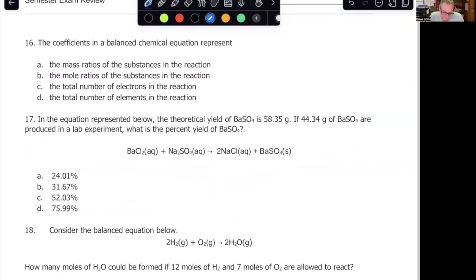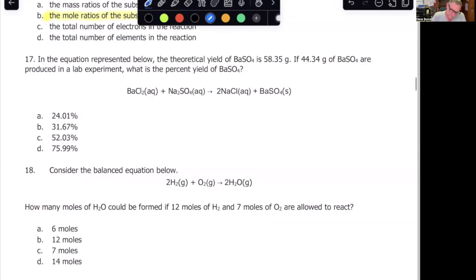The coefficients in a balanced chemical equation represent the mass ratio. No, mass can be different. The mole ratio of the substances in the reaction. Yes, it does. Total number of electrons. Nope. Total number of elements in the reaction. No. So the coefficients is what you do when you balance, and that gives you your mole-to-mole ratio.